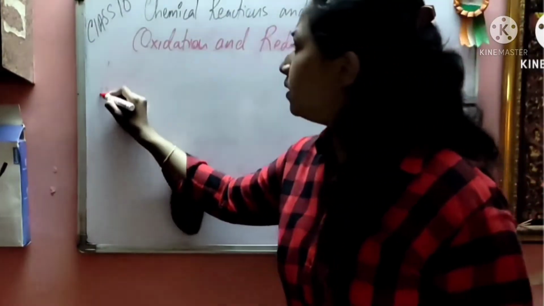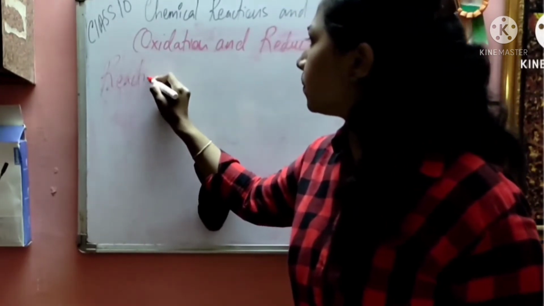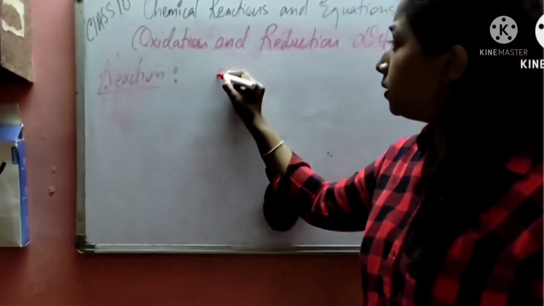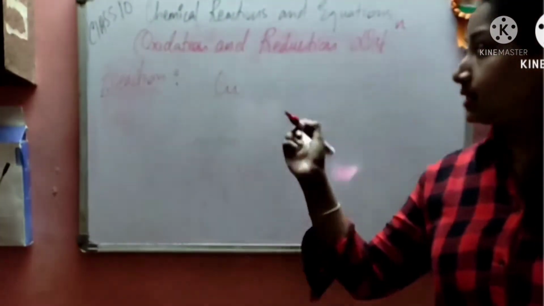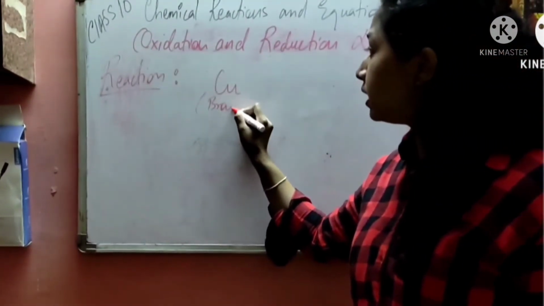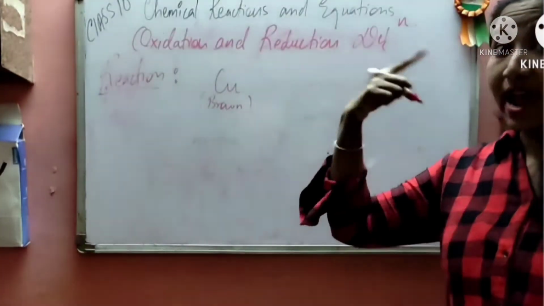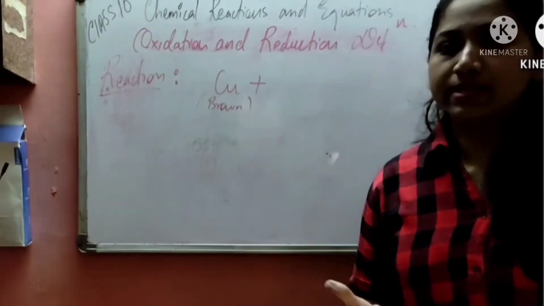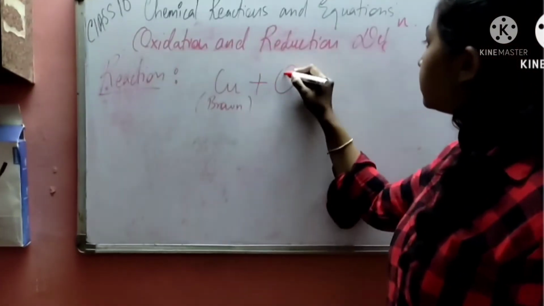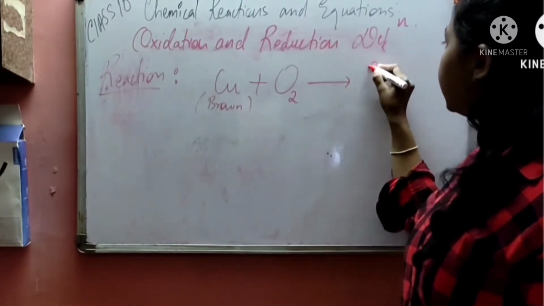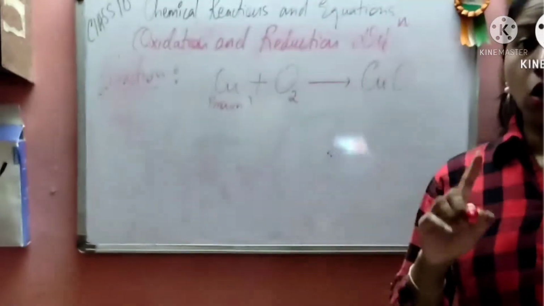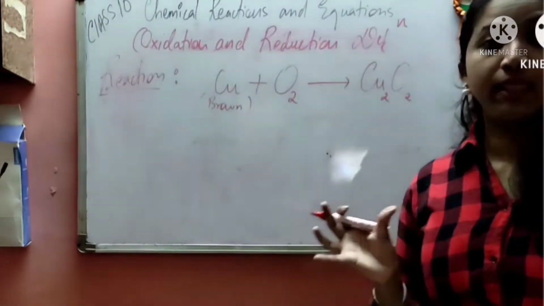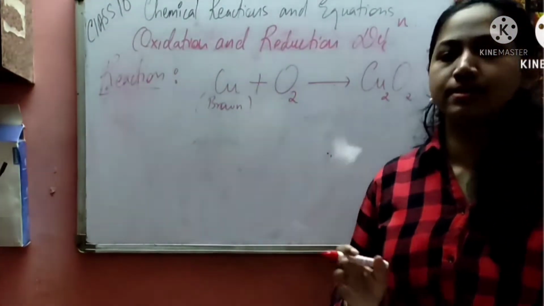So the reaction: just like I said, we took copper and we heated it. This copper was brown in color. It reacted with oxygen, that means it was heated and reacted with oxygen. So it reacts with oxygen and what you get is copper oxide. Now this copper has two valency, this oxygen has two valencies. When there is the same valency, it cancels out.